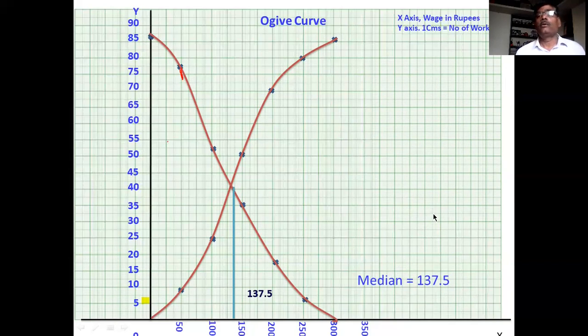Whenever they ask to calculate the median, you draw the less than curve and more than curve, cumulative. Then draw one perpendicular line from the point of intersection to the x-axis. And where that perpendicular line touches the x-axis, that is the value of the median. This is the theory part in connection with the graphs.